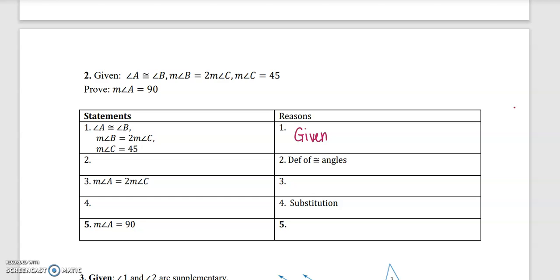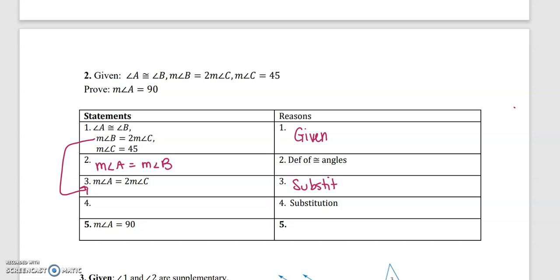Given is always our first one. If it's congruent, then it is equal. So we're going to say that the measure of angle A is equal to the measure of angle B, because it's the only congruent statement up there. Then we have a replacement: from this to this, it replaced B with A. That is called substitution when we replace something equivalent.